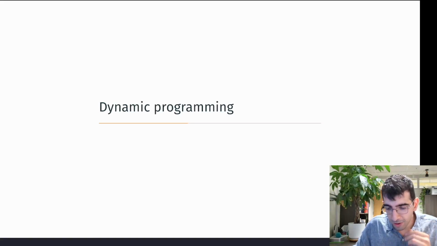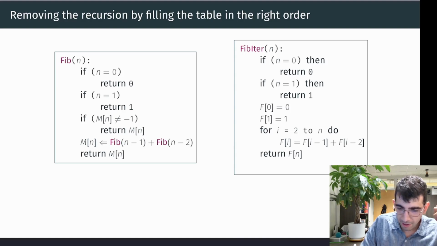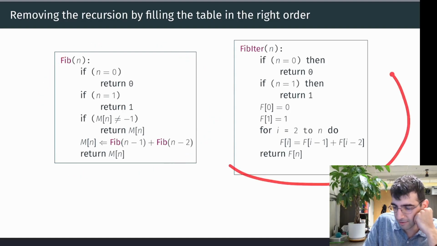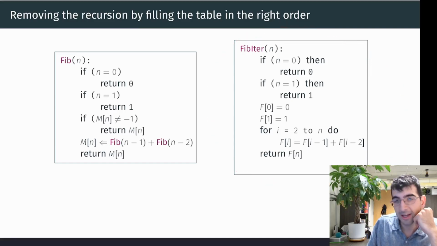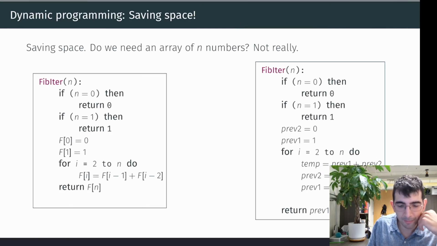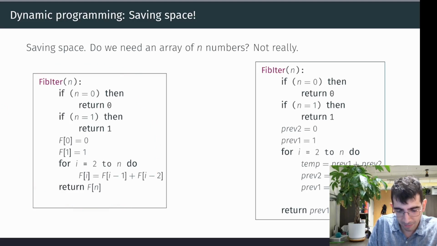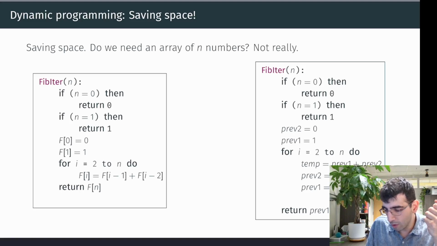Okay, so let's get to the core of what dynamic programming is. We had two functions: the recursive function for fib, and this new iterative function for Fibonacci. And we could make the iterative version even better. Here, we were storing the values of all the Fibonacci numbers up to n in an array. We don't really need to do that. For the Fibonacci sequence, we only need to store the previous two values in order to compute the next value. So we can make this function even more space efficient by only storing the previous two values.